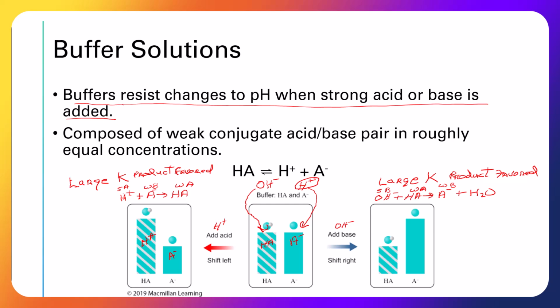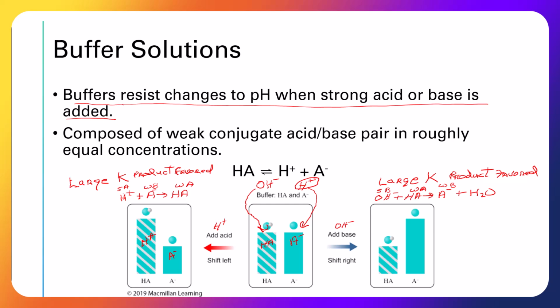This is going to be a large product-favored equilibrium. So it has a large K value. And so it's going to go all the way to completion. That is, all of the strong acid is going to combine with as much of the weak base as is necessary to completely consume that strong acid. The strong acid, the proton, is absorbed by the weak base relatively completely. And so that is a large K product-favored reaction.